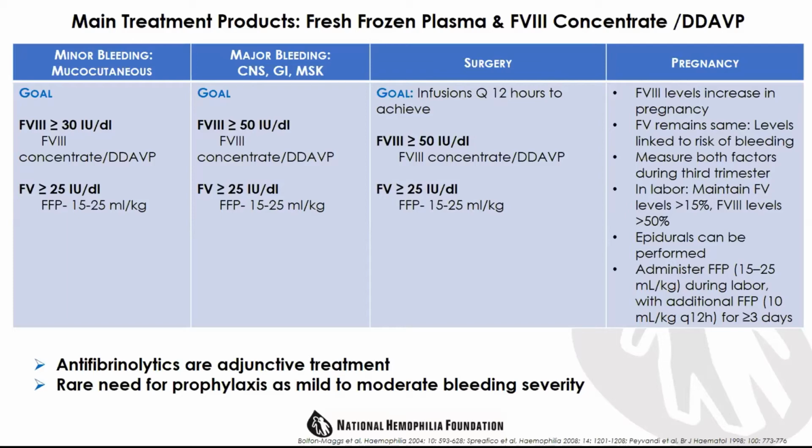At the time of delivery, epidurals can be given. And in order to replace the factor 5, fresh frozen plasma should be given during labor and even after delivery for at least 3 days to prevent bleeding after delivery. Antifibrinolytic agents are important, along with FFP and factor 8 concentrate. And in combined factor 5-8 deficiency, it is very rare to use prophylaxis because bleeding is usually mild to moderate or it is after injury or trauma.